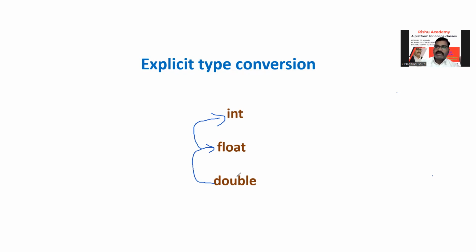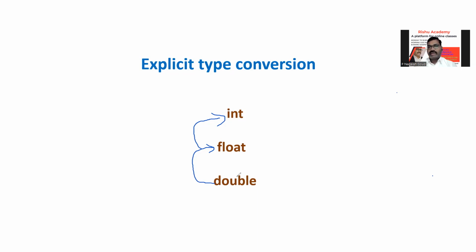In case of implicit type conversion, no need to write a separate code. The system automatically assigns lower level variable value to higher level variable. That is b equal to a. Here a is the lower level variable. Its value is assigned to b. B is the higher order variable.